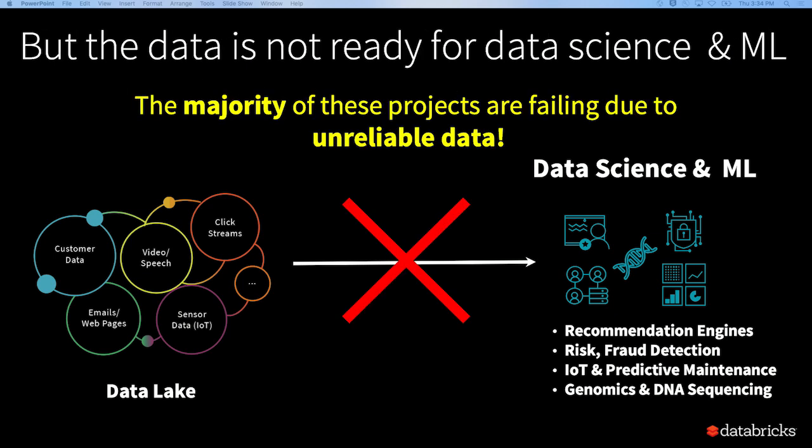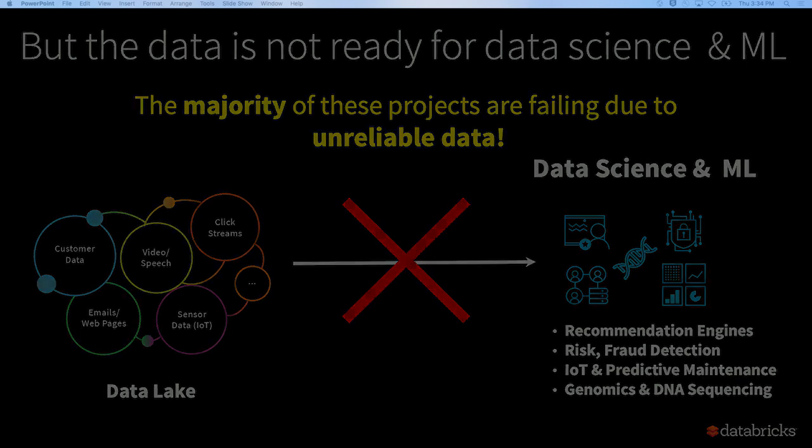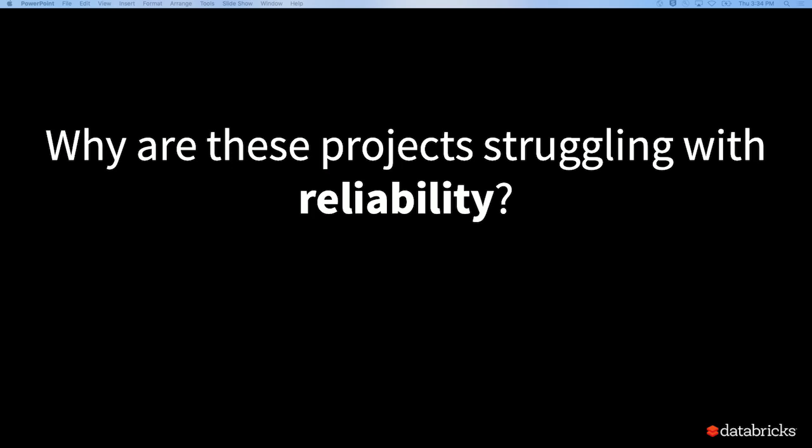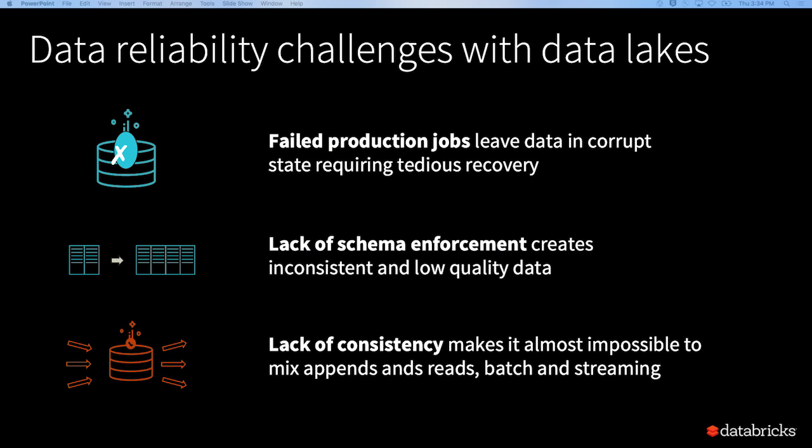When they try to actually execute on these projects, they find there are a lot of issues with the data itself. So the data is really unreliable. Unreliable data is very ineffective data. It's very low quality data. This low quality data creates low quality projects that fail quite often. So, why are these projects struggling with reliability? They start struggling with reliability in a few places.